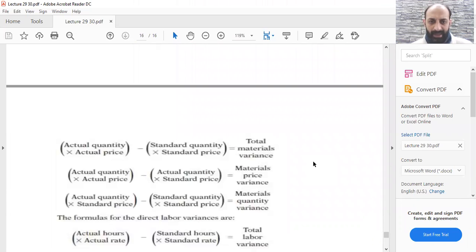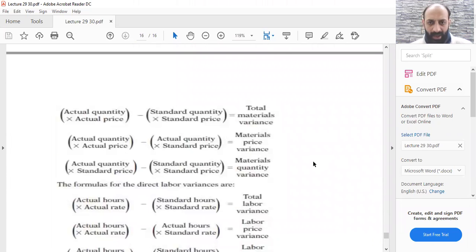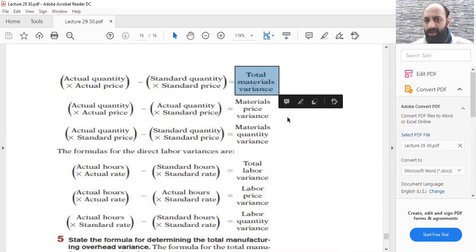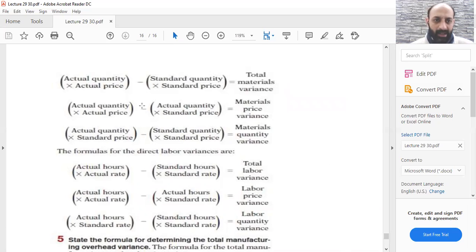So at the end of this lecture, I have given you all the formulas that are used when we are dealing with variance. Number one is total material variance. Through this, you calculate the total variation in the direct material. So it is actual quantity into actual price minus standard quantity into standard price. Then we have material price variance, which looks at the price aspect of direct material. Then you have material quantity variance, which looks at the quantity aspect of the direct material.